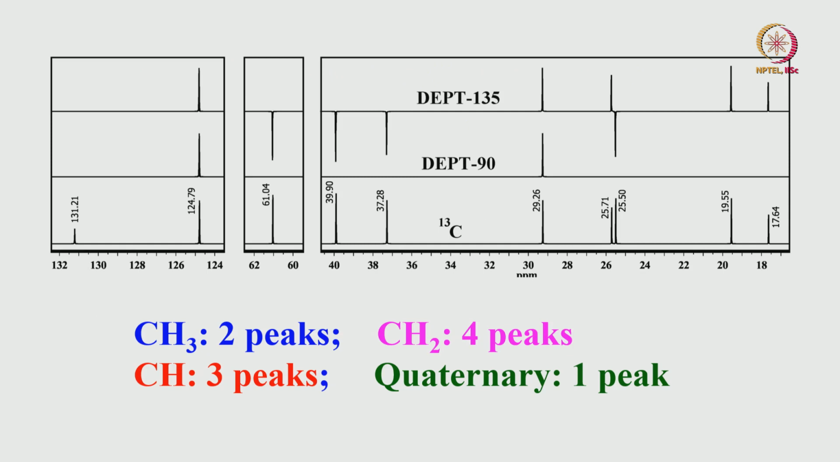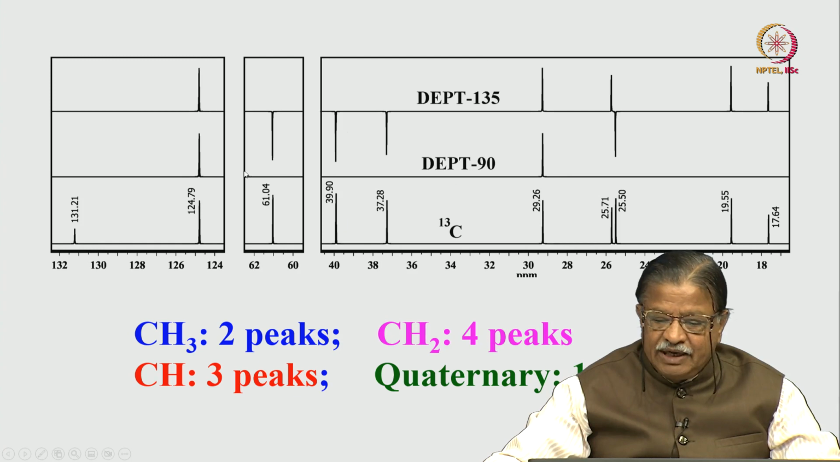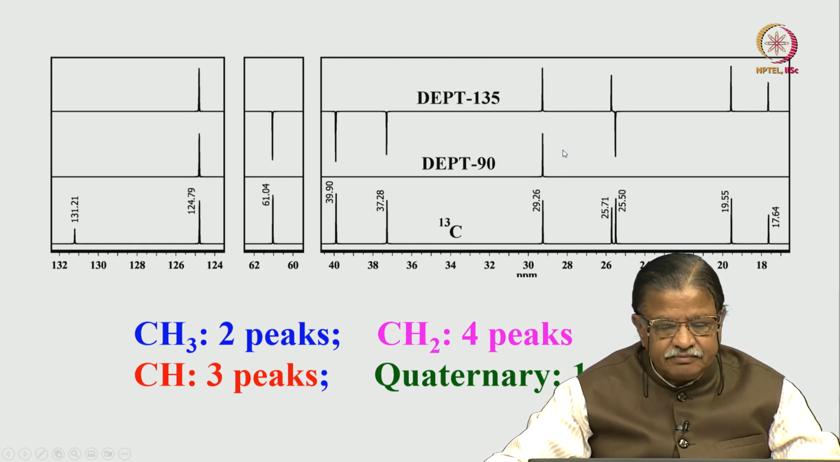And a DEPT experiment was done for this. Now, if you do the DEPT experiment, this is a conventional carbon-13 experiment. This is DEPT 90, DEPT 135. Already I told you DEPT 90 gives you only CH positive.